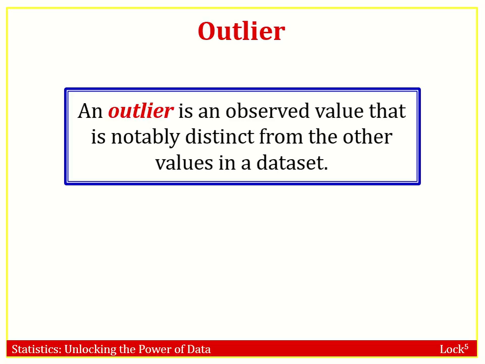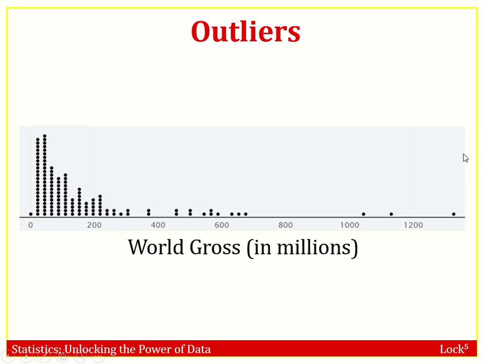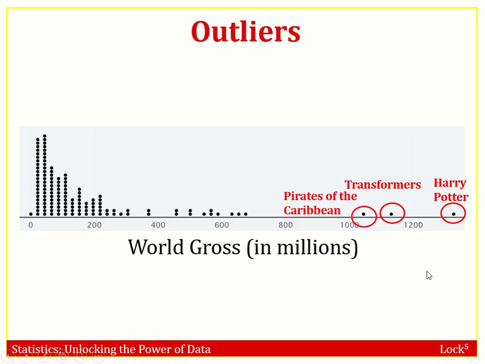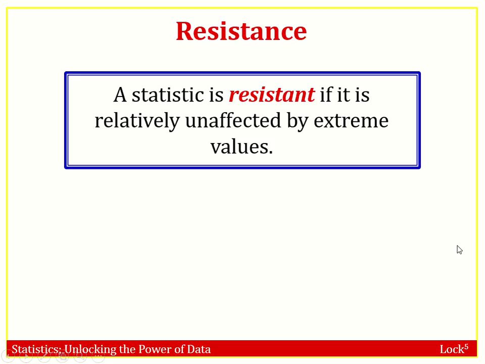An outlier is a data value that's significantly different from all the others. So as we look here at our movie gross for the world, we really have three data values over here that are significantly different than the majority that are over here. So that's our Harry Potter movie, our Transformers movie, and our Pirates of the Caribbean movies. Those would be our three outliers.